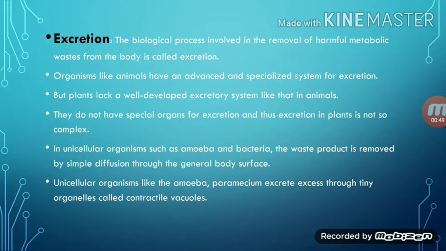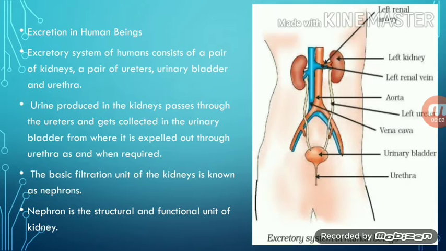In unicellular organisms like amoeba and bacteria, the waste product is removed by a simple diffusion process. And some of those have contractile vacuoles also. Let's start with human excretion. The excretory system of humans consists of a pair of kidneys.